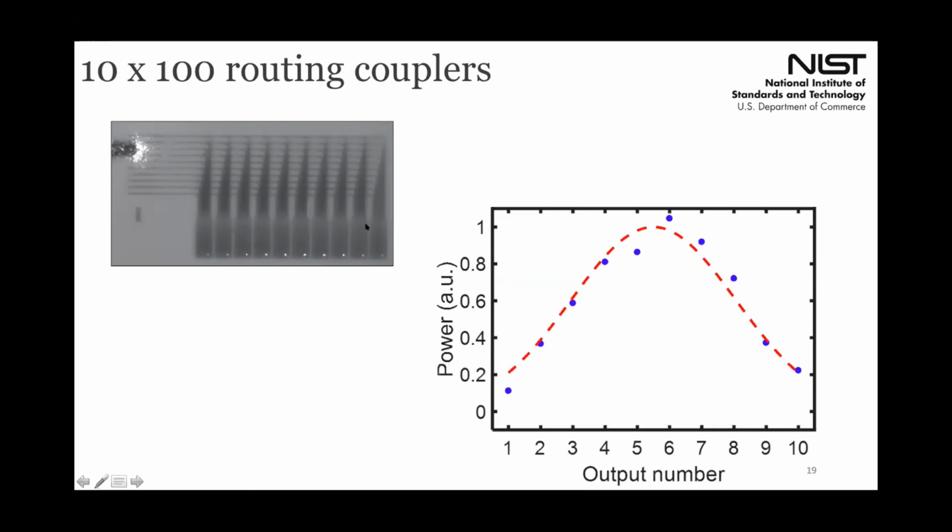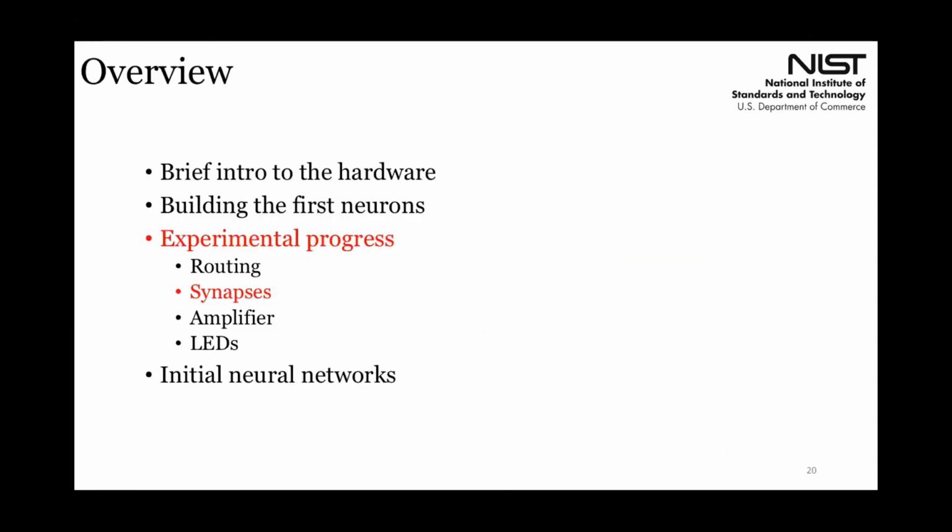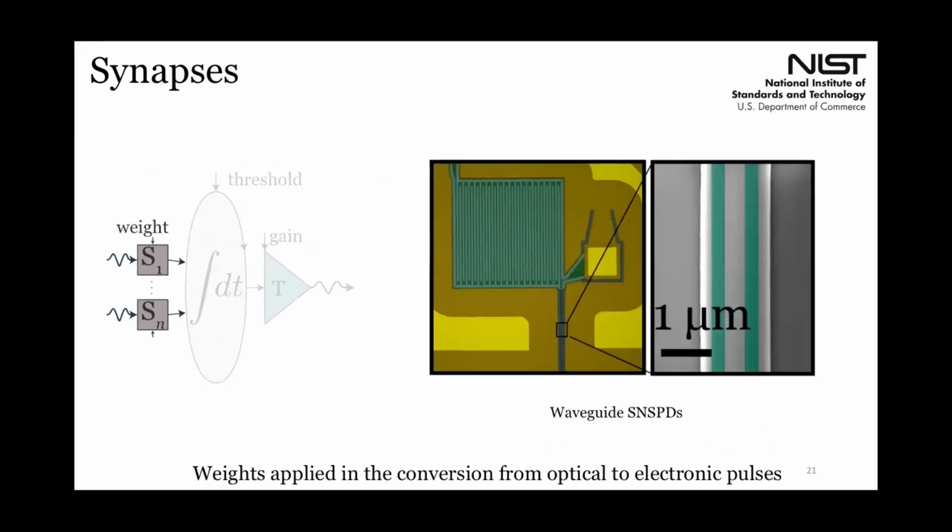So this experimental technique was an automated image processing technique. Okay, so what about the synapses? In the full hardware platform, we use these superconducting detectors to convert from optical pulses to electronic pulses at the synapses. And then we use superconducting electronics to apply weights and learning and so on.